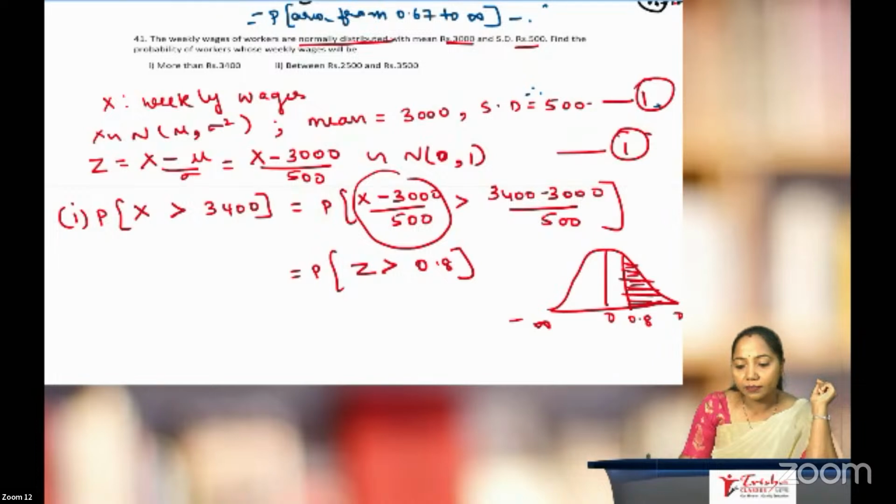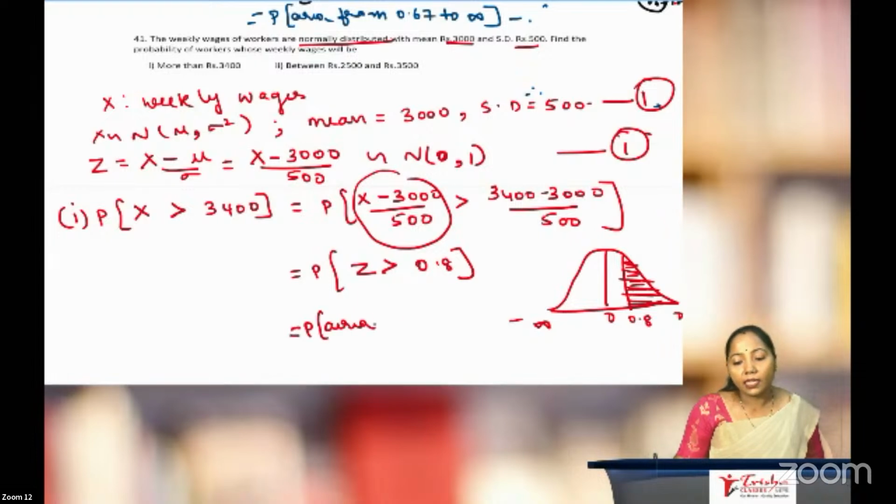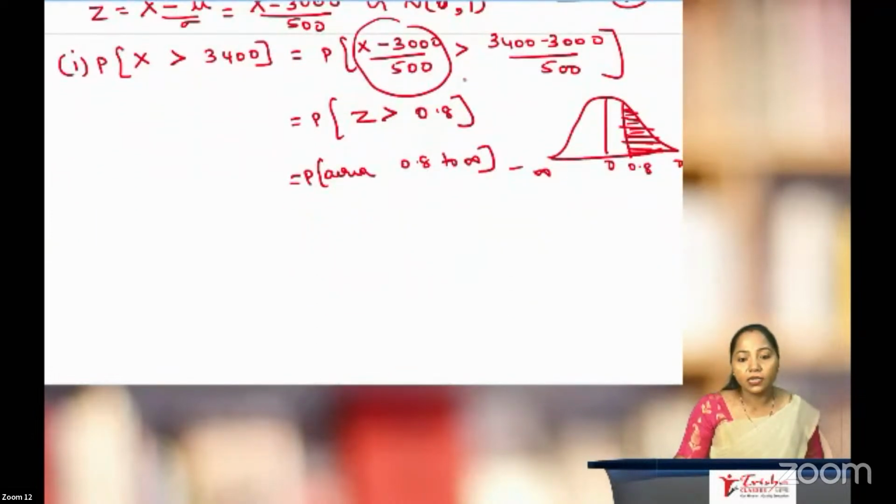As I told you, if the curve is unshaded in the beginning to the left side, it is assumed that it is not there. It is not required, so we don't consider it. Now, towards the right, if there is any unshaded portion, you have to remove it, that is subtracting. In this case, the area of interest will be the area from 0.8 to infinity. This portion is not there, we don't consider it because our answer doesn't lie over there.